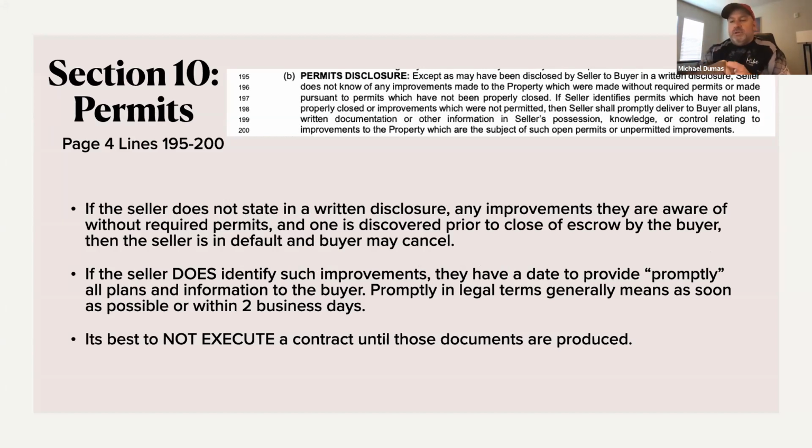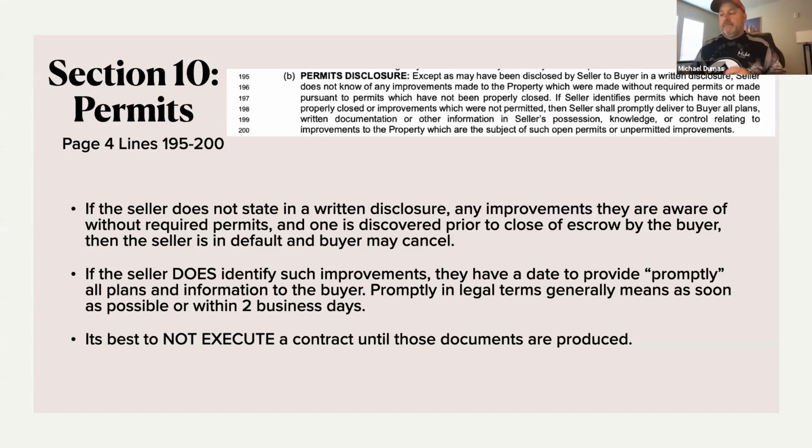On the seller's disclosures, they have a section where they can disclose any open permits that they're aware of. If the seller does not state in a written disclosure any improvements that they are aware of without required permits, and one is discovered prior to the close of escrow by the buyer, then the seller is in default and the buyer may cancel. So let me explain that again.